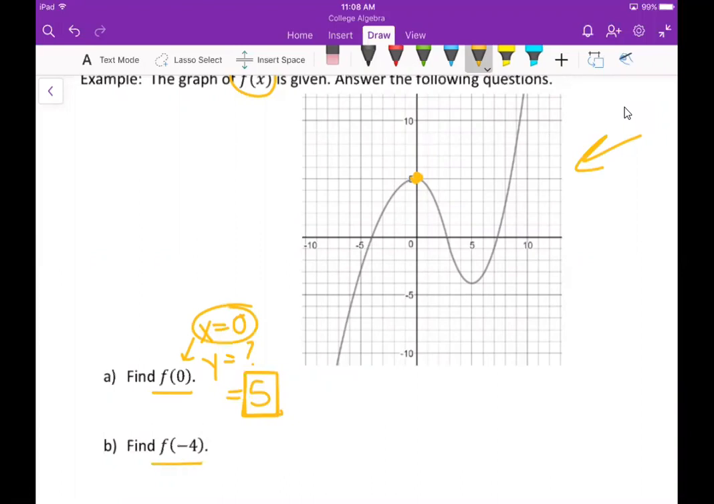Here again, this means I'm given an input and I'm being asked for my output. So can you tell me if your input is -4, what your output is? X equals -4 is right here, and I'm already on the graph. So that means my output is 0 when my input is -4.